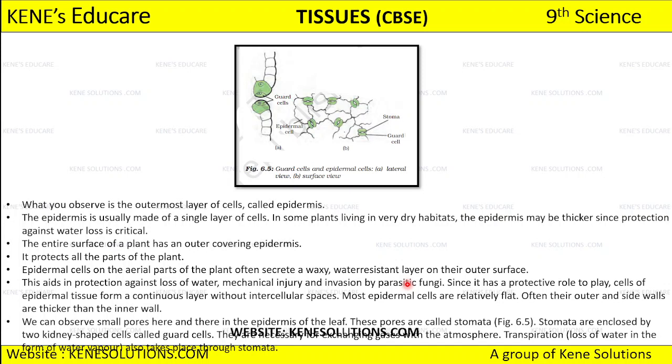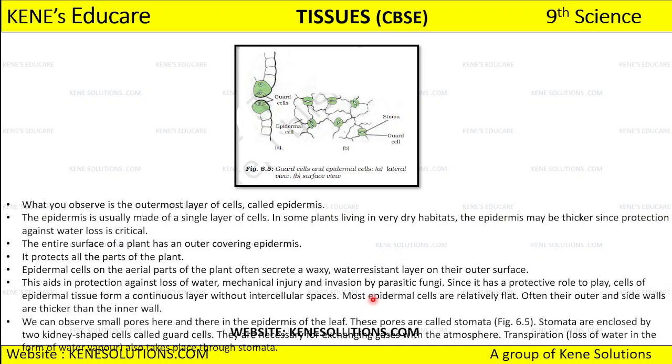ठीक है, what happens is ये epidermal cells क्या करेंगे, they are going to secrete a waxy water resistant layer on this outer surface which is going to aid in protection against the loss of water, because ज़्यादा loss of water भी नहीं होना चाहिए. Loss of water from the plant is called transpiration. I hope you are aware of this transpiration process, right? So this is going to protect against the loss of water, mechanical injury, as well as invasion by the parasitic fungi.